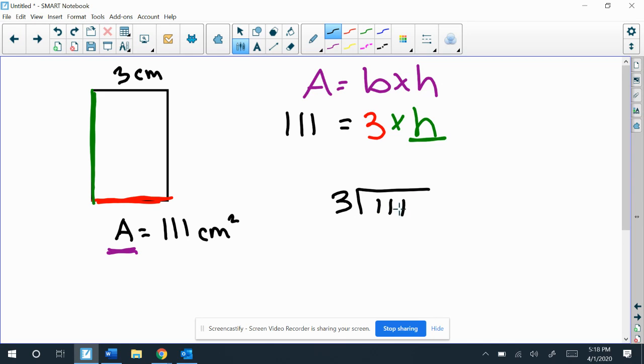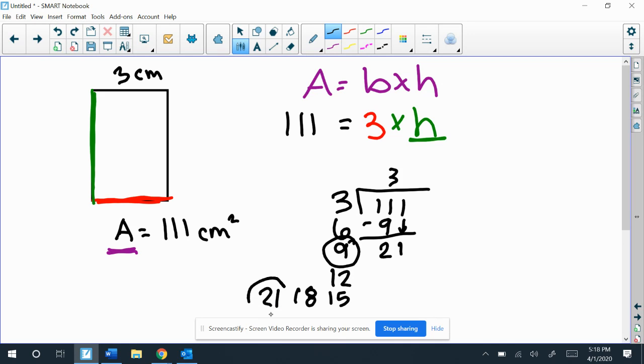Let's divide it out. 3, 6, 9. I can now circle 9. 1, 2, 3. Subtract 9. That gives me 2. Bring down my 1. 3, 6, 9, 12, 15, 18, and 21. I can now circle that. 1, 2, 3, 4, 5, 6, 7. 7 goes on top. 21 goes on the bottom. No remainders. My missing side is 37.